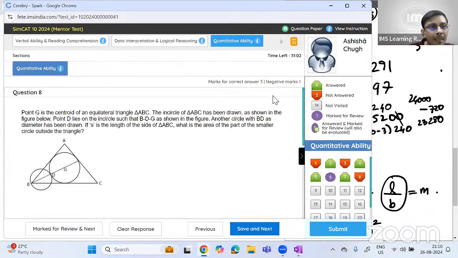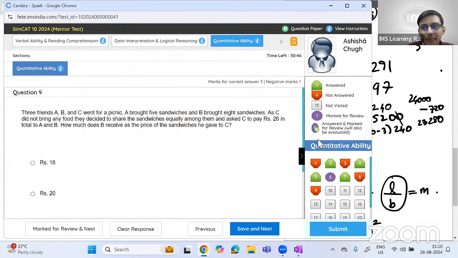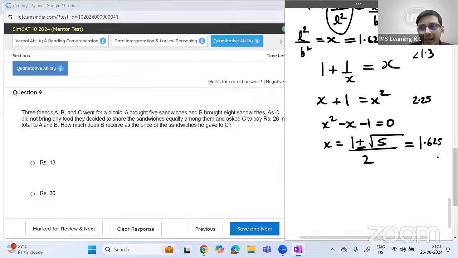Yeah. Okay, point G is the centroid of an equilateral triangle. The incircle of the triangle has been drawn. D is on the incircle. Another circle with BD as diameter. Okay, no, this seems complicated. Maybe if I have time, I'll come back to it. Definitely not right now.